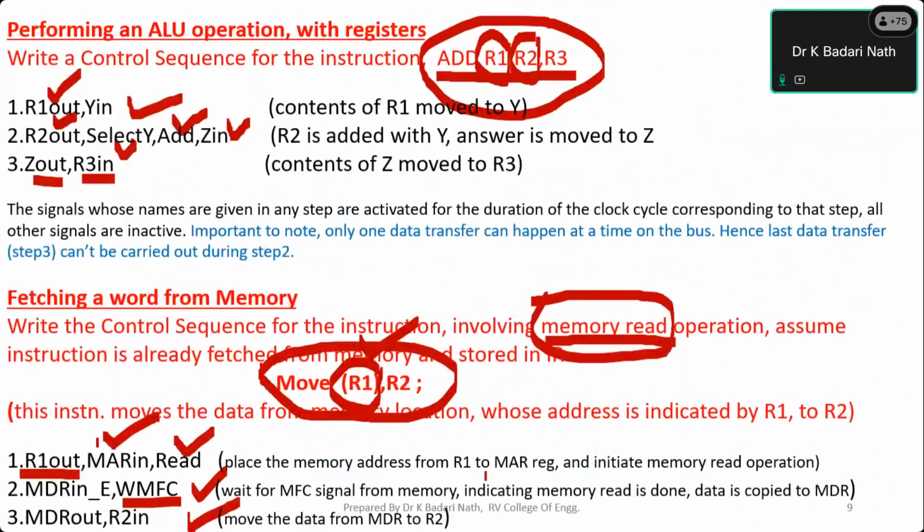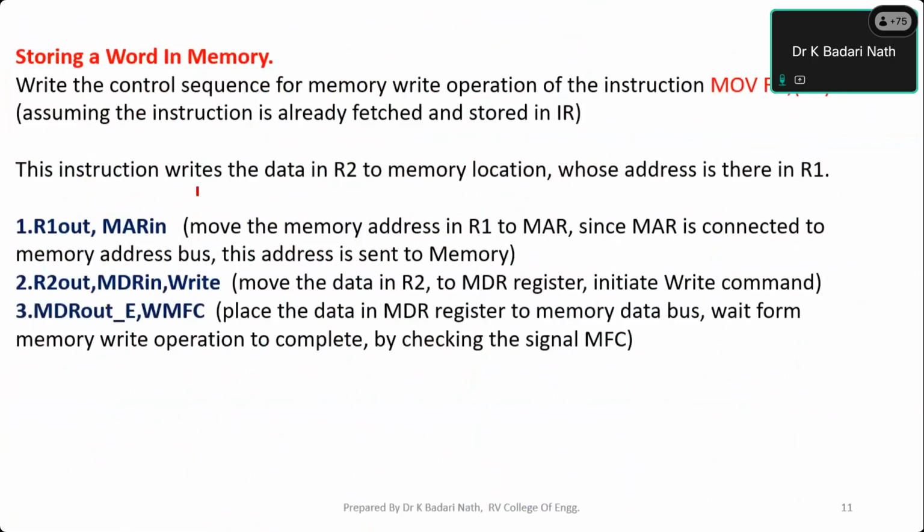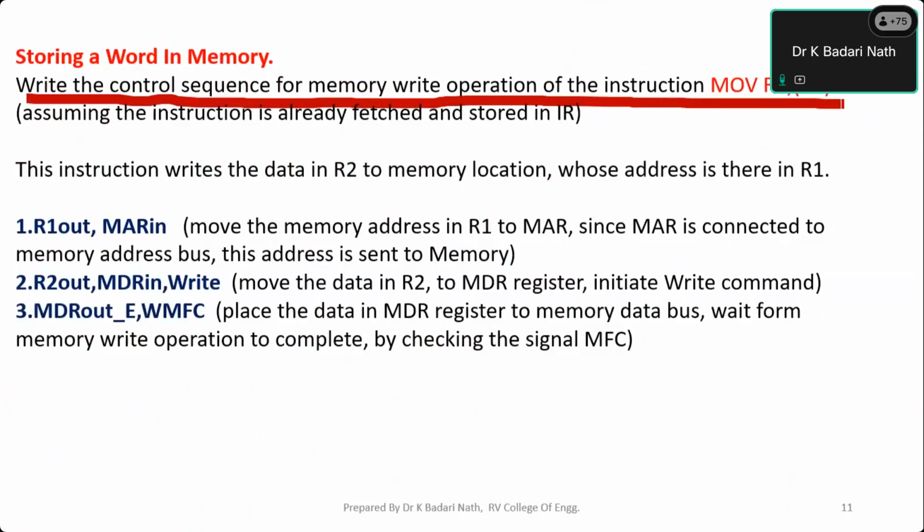So this is what we have done here. Now we'll go to the next sequence. I want to store a word in the memory. In the previous part, we did the memory read operation. Now we will see what sequence is required for the memory write operation. Write the control sequence for the memory write operation for the instruction move R2, R1. Let's understand the meaning of this instruction.